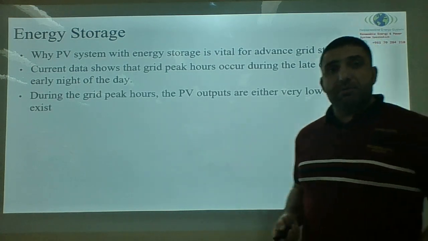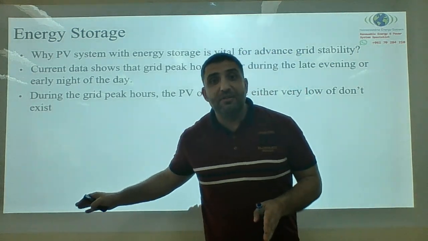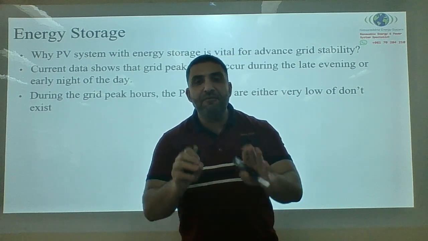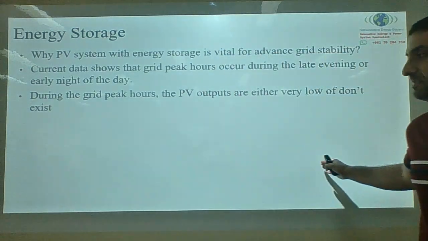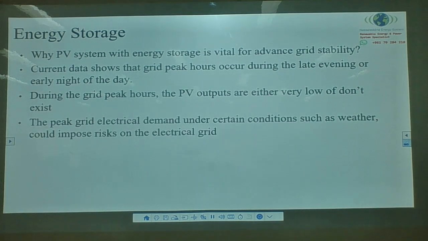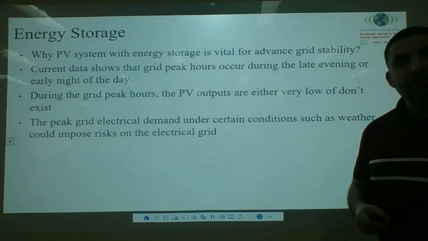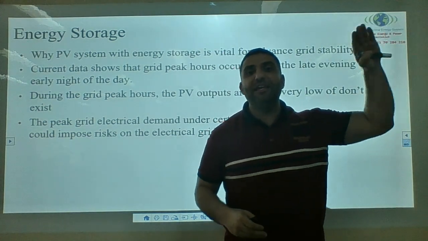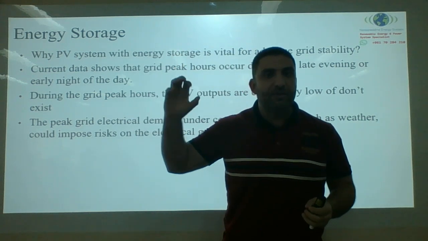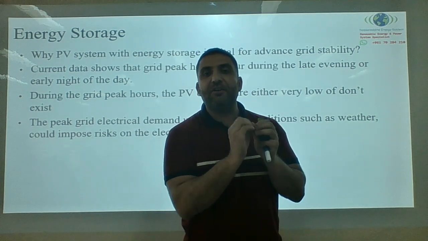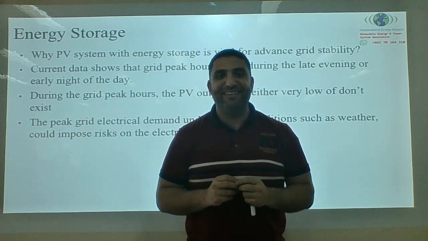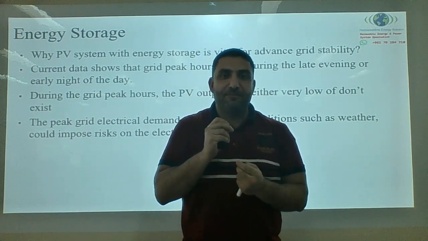During these grid peak hours, as we saw, the electricity generated from the PV is very minimal. Actually, some of it doesn't exist. In winter, beyond 4 o'clock, you might not have any power output. During this peak grid demand, especially under heat conditions, when you have a heat wave, the current carrying capacity of your transmission line will be reduced because of the heat, because the resistance increases.